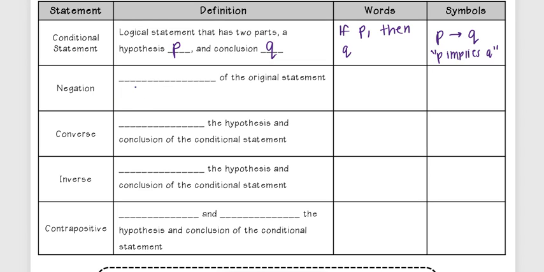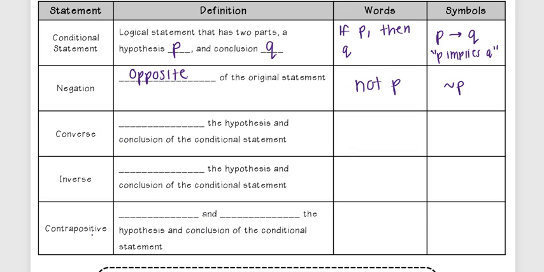For the next term, negation, that is the opposite of the original statement. So in words, we would say not P. And the symbol for that is this tilde P. So for instance, if my hypothesis P was I have a dog, the negation of that would be I do not have a dog.